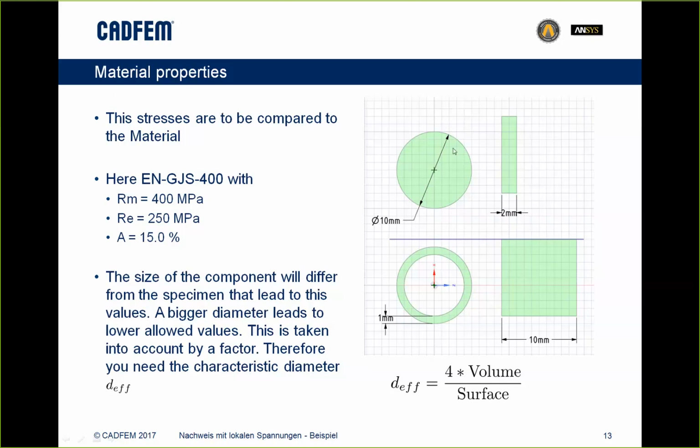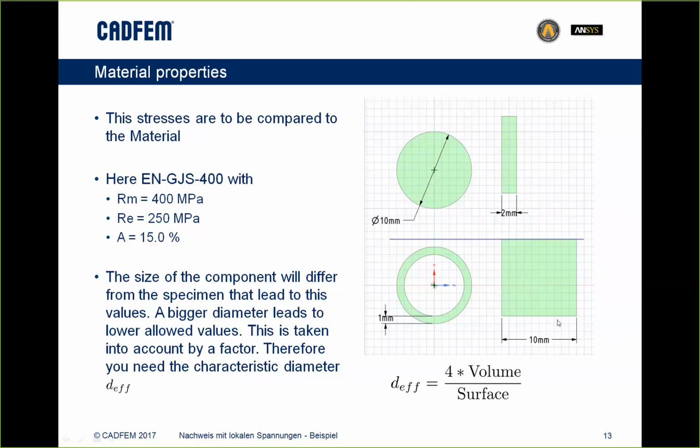In order to put that into the equation, we need a characteristic length, and for the cylinder that's easy, that's just the diameter. If we have a sheet metal, it's the sheet thickness. A pipe is nothing more than a sheet metal, just perfectly rounded, so we also have the thickness. And if we have something rectangular, then we have one side.